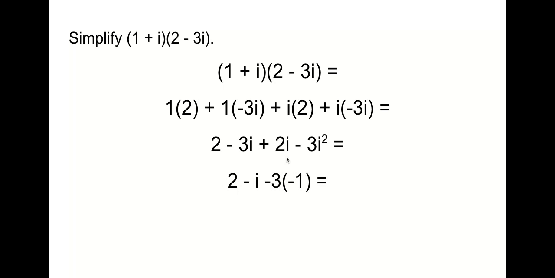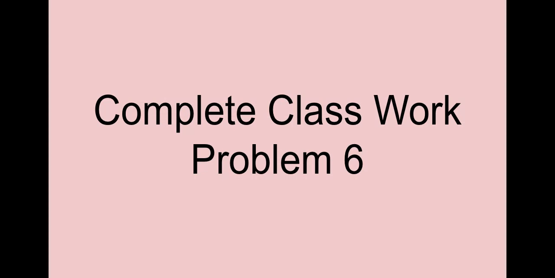So I'm going to combine these two. Negative 3i plus 2i is just a negative i. And then I'm going to change i squared into negative 1. All right, and now I'm just left with negative 3 times negative 1. And then I combine like terms again. I have two real pieces, so 2 and 3 is 5. So 1 plus i times 2 minus 3i is the exact same thing as 5 minus i. That's its simplified complex number. Okay? All right, so stop the video and complete classwork problem number 6.